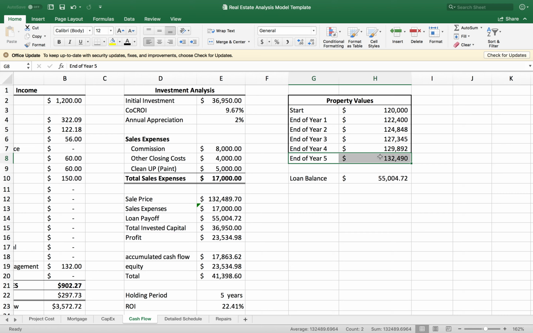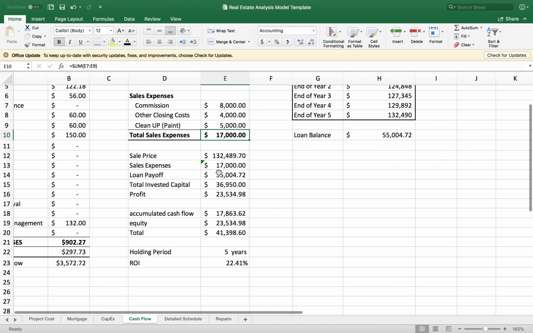So the next thing I want to find out is how much it is going to cost me to sell the property. I've accounted for $8,000 in commission fees that will have to be paid to the broker, and I've also calculated $4,000 for any additional closing costs, and $5,000 for any cleanup, such as giving the property a new paint job, and that gives me a total sales expense of $17,000.